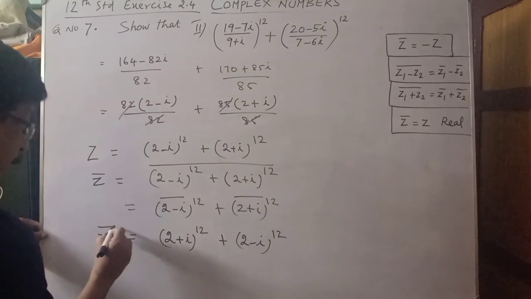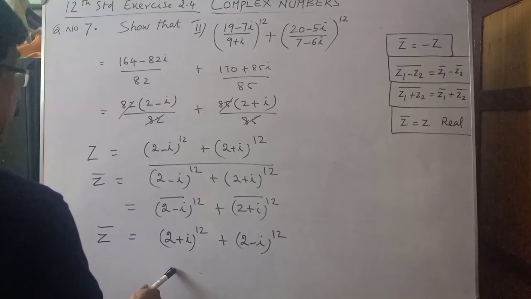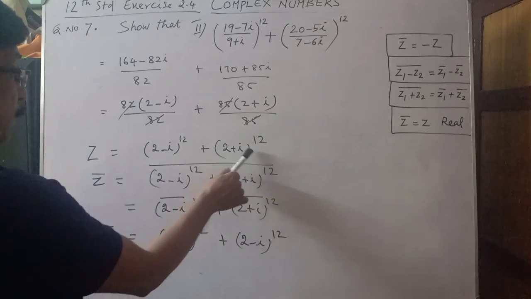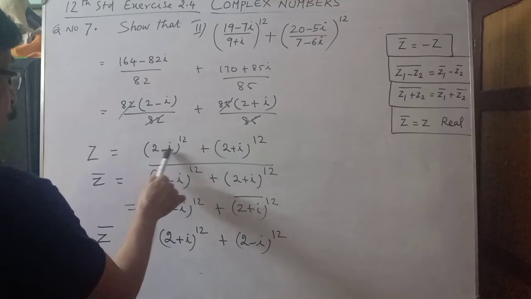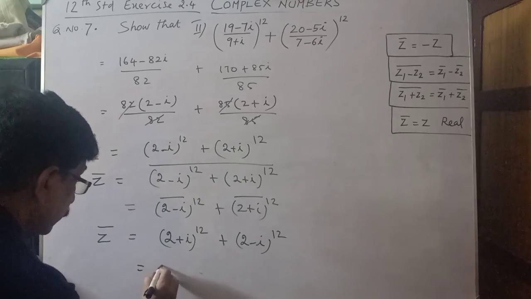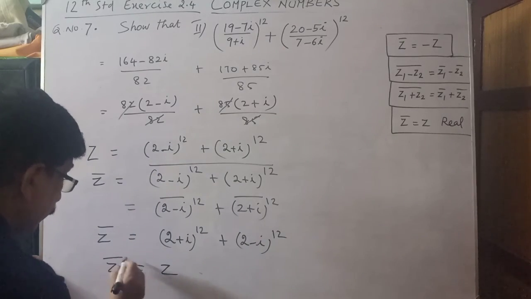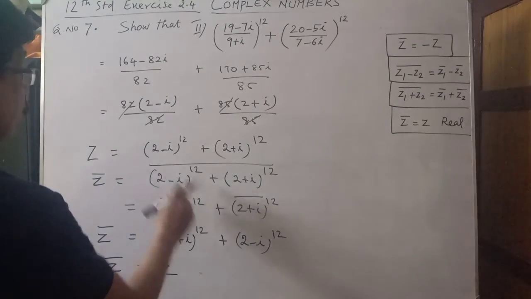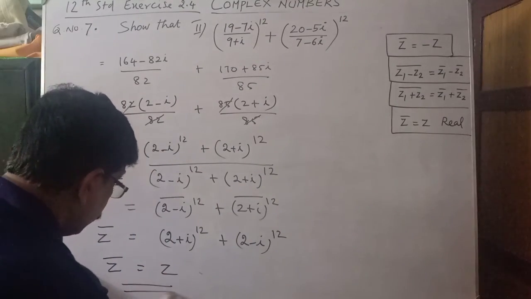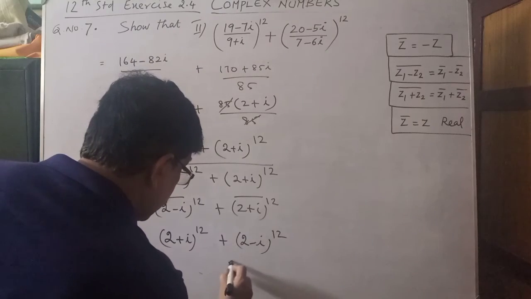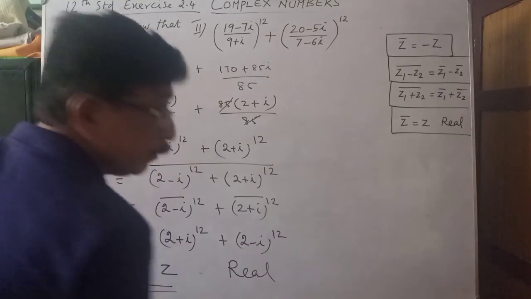So z̄ is equal to (2 + i)^12 + (2 − i)^12. This is equal to z. z̄ is equal to z. So this is real. Thank you.